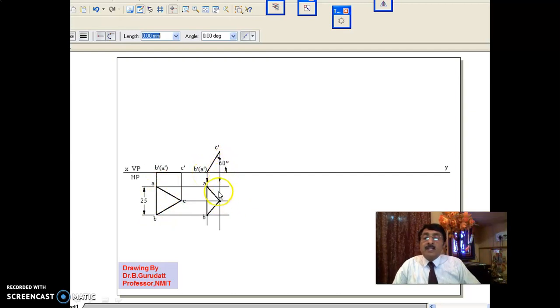As a result, CA and CB are not in true length. Now this is 60 degrees to HP. Surface is inclined at 60 degrees. Or, if the median is there, you can call it median inclined at 60 degrees to HP also. Once you know, you see here.